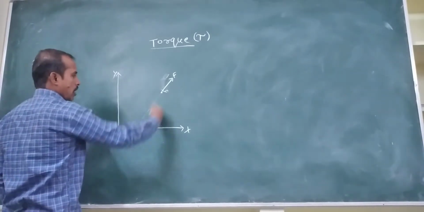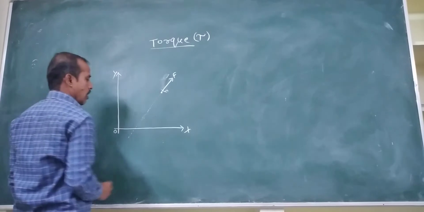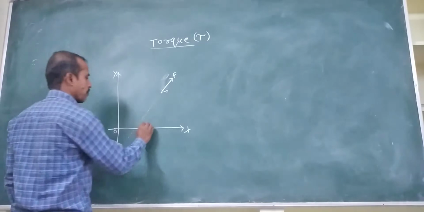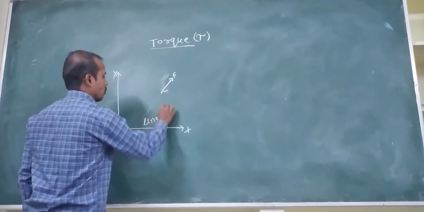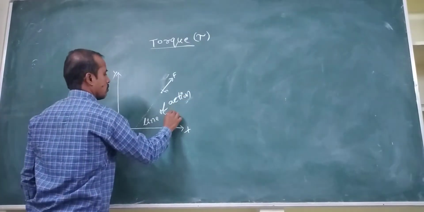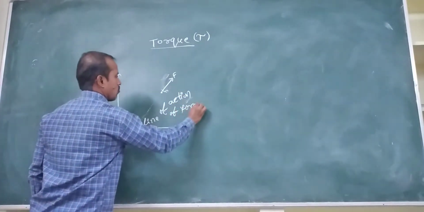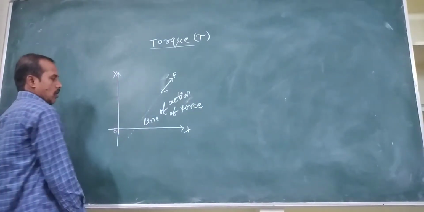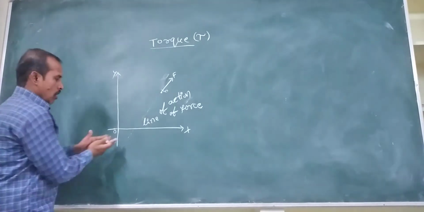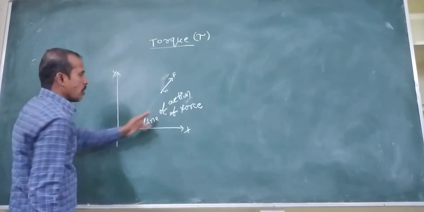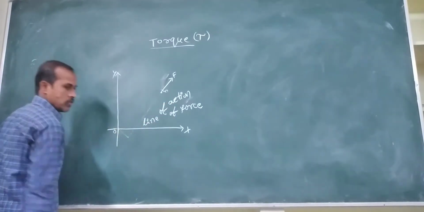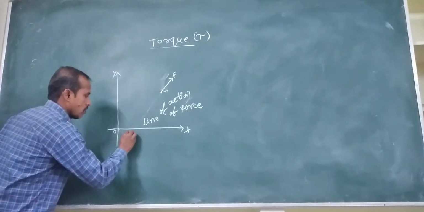This is the line of action of force. Now, from the origin, draw a normal onto the line of action of force. This is the perpendicular. This one here is the perpendicular.